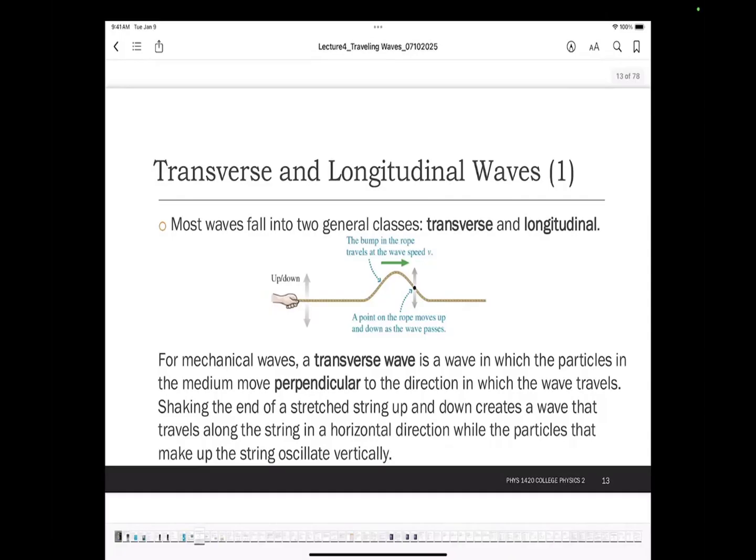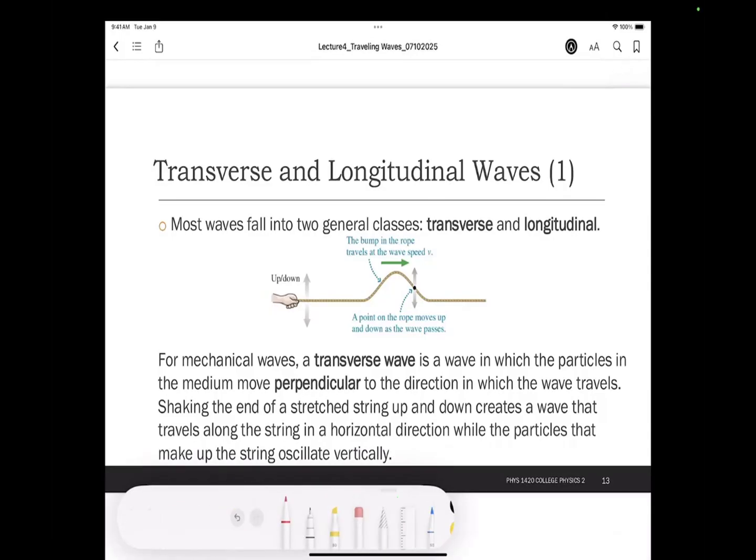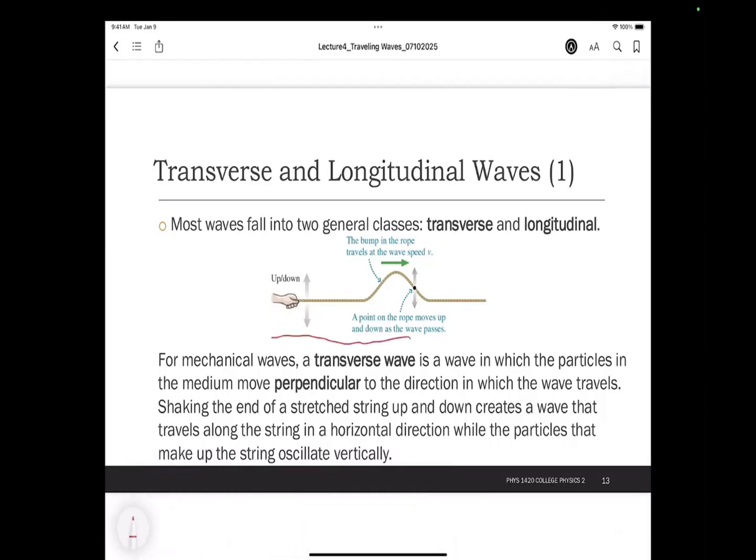You can see here, this one is a transverse wave, and you can see the direction the wave travels. It's just like this, and the particles in the medium move perpendicular, up, down, up, down, up, down. This is the wave direction, and the particles in the medium move perpendicular to the direction in which the wave travels. This kind of wave, we call a transverse wave.